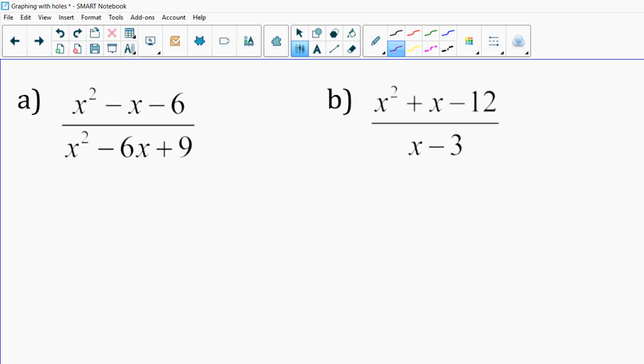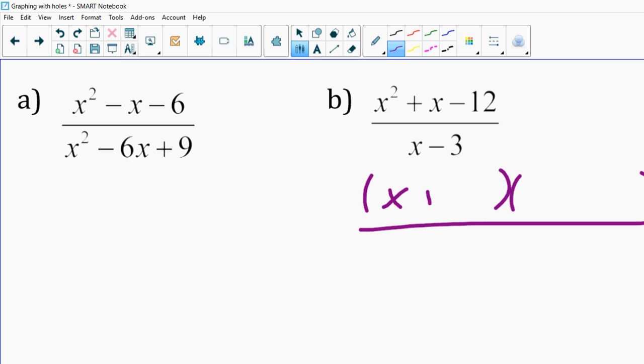Does B have a common factor? How does the numerator factor? What do you see? So what are you left with? That's it.